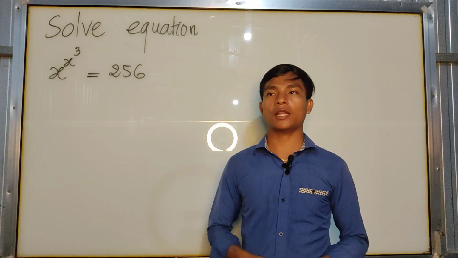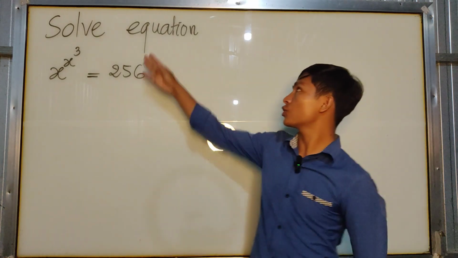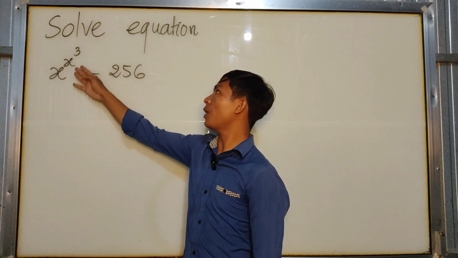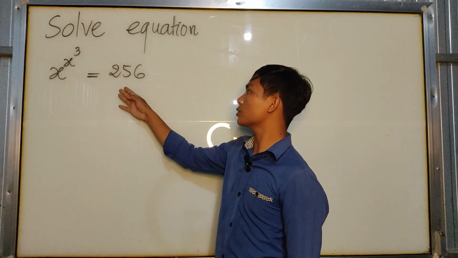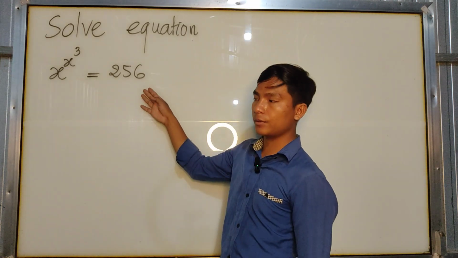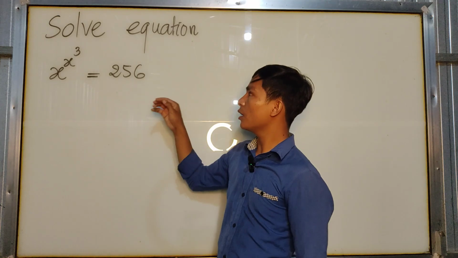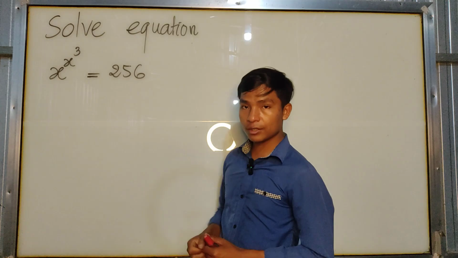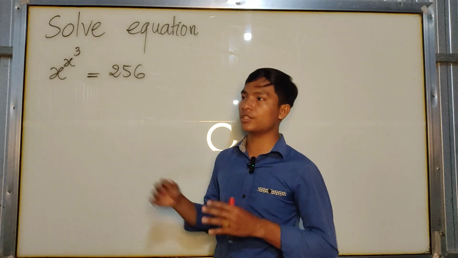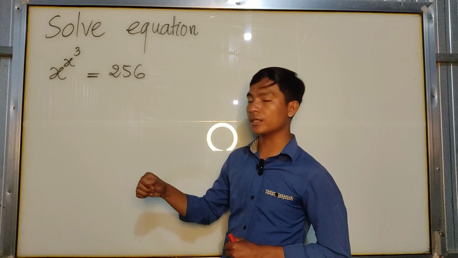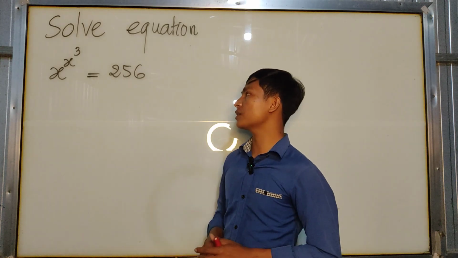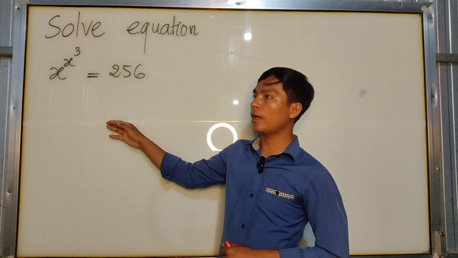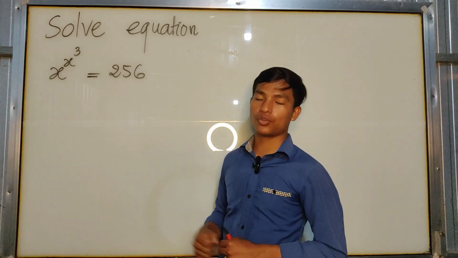Today I have one exercise on the whiteboard. The equation is 8^(x^3) = 256, and this is an exponential equation. How to solve this? If you know how to solve this, please pause my video and do it. If you don't know, please keep watching my video from beginning to the end. Now I will show you how to solve this.